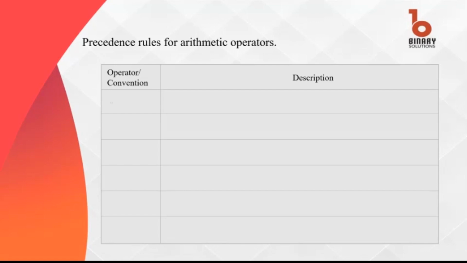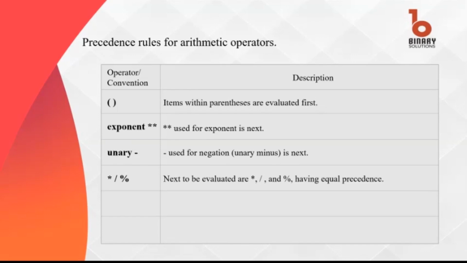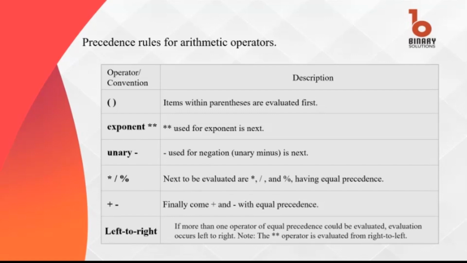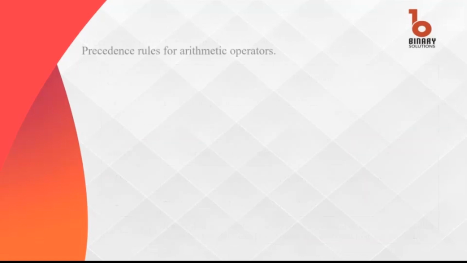First, parentheses are evaluated. Next, the exponent operator. Then, unary minus for negation, followed by multiplication, division, and modulus, which share equal precedence. And finally, addition and subtraction. Operators of the same precedence are evaluated left to right, except for the exponent operator, which is evaluated right to left.